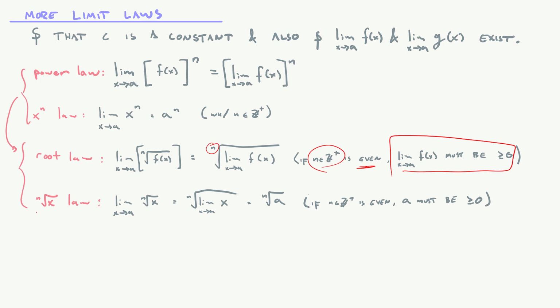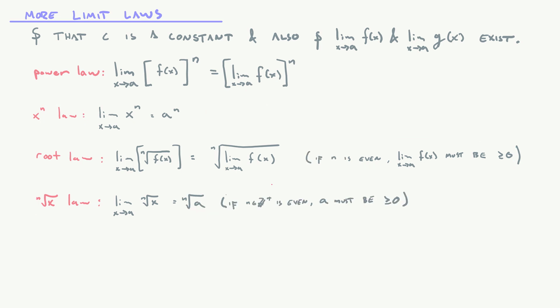From the root law, we can also get the nth root of x law, which just like the x to the n law tells us that the limit as x approaches a of the nth root of x can just be simplified to the nth root of a. And by the way, the reason that we get these almost for free from the ones above it is because a root, like the nth root, is a power. It's raising something to the 1 over n. So it still falls under the realm of power law and x to the n law.